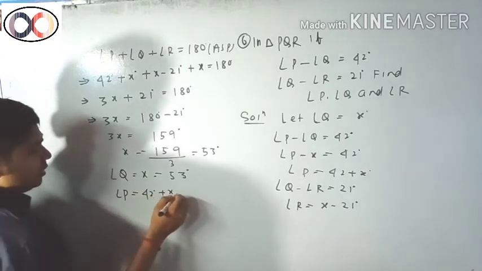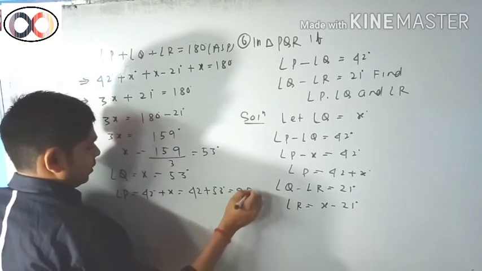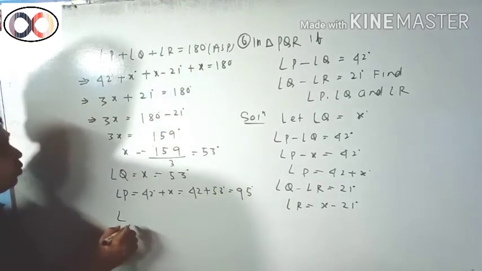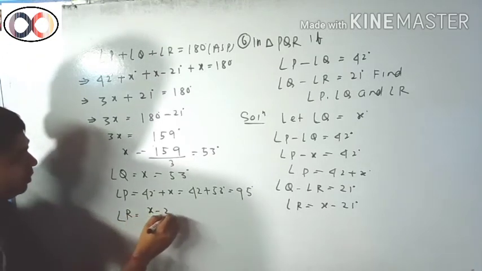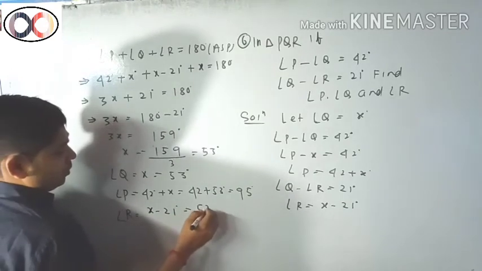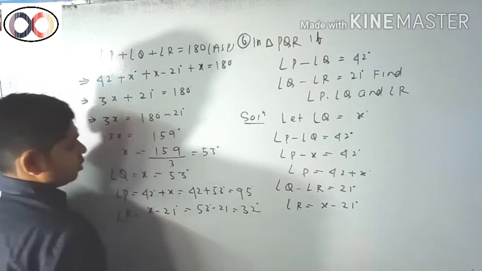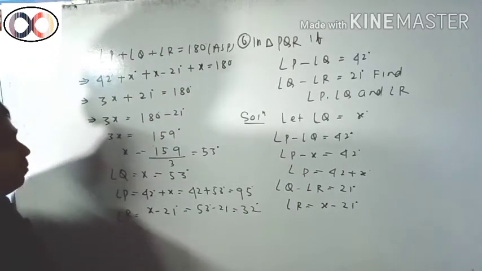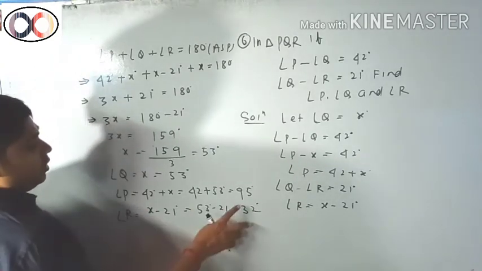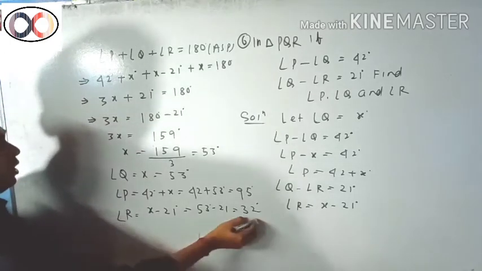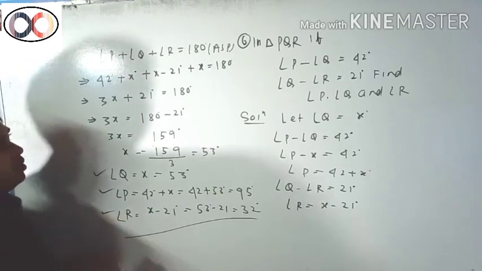42 plus X, that is 42 plus 53, that is 95. And PQ, and here R is what? R is X minus 21, so we can put here 53 minus 21. So 5 minus 2 is 3. Okay, so this is the answer. You can see Q equals 53, P equals 95, and R equals 32.